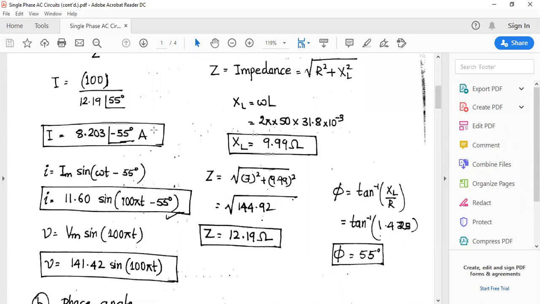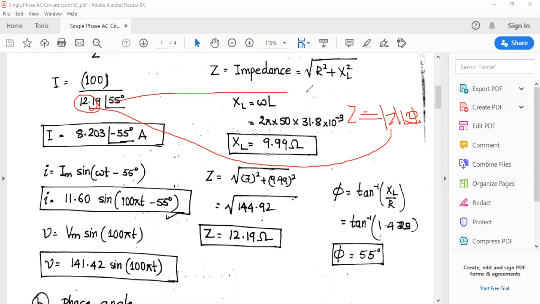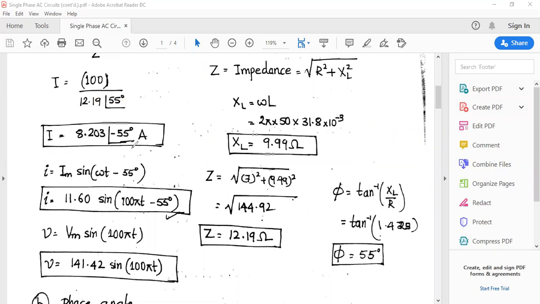You can generally write Z in complex notation. So Z is the magnitude of Z at an angle phi. Z equals magnitude of Z at angle phi, where the magnitude of Z is 12.19 and phi is 55 degrees. So that's how we can calculate.